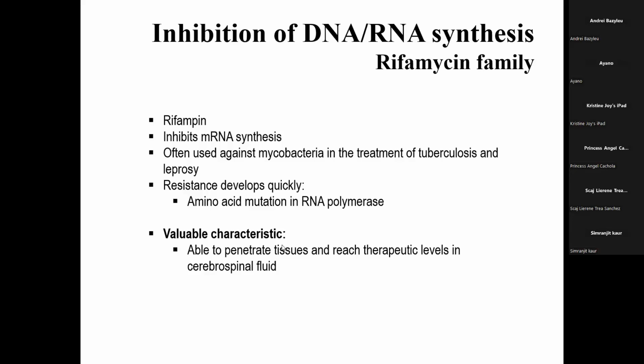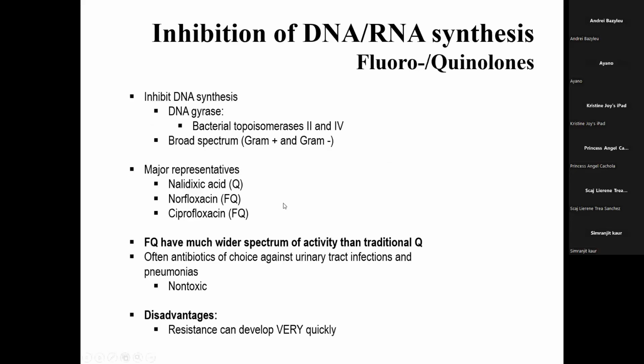So this family inhibits DNA and RNA synthesis. One of the groups of antibiotics we'll look at is the rifamycin family. The rifamycin family inhibits specifically mRNA synthesis, so it inhibits transcription. Make sure you know that. I might formulate the question in such a way that you have to remember what transcription and translation are. You've studied this before. Rifampin is, I think, the only representative we will look at.